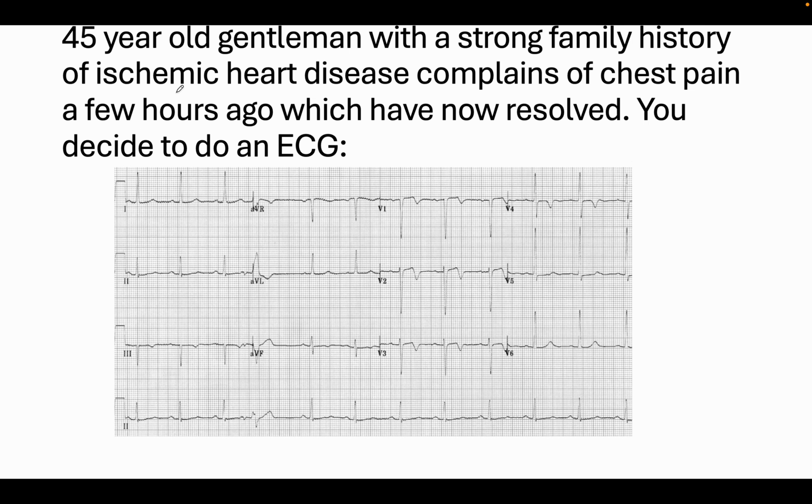So next question. A 45-year-old gentleman with a strong family history of ischemic heart disease complains of chest pain, which occurred a few hours ago, which is now resolved. You decide to do an ECG just to check out what's going on. So this is his ECG. Feel free to pause the video, work it out yourself, or there's the answers coming up in 3, 2, 1, 0. So this is sinus rhythm with a Wellens type A pattern. The likely culprit is the LAD.